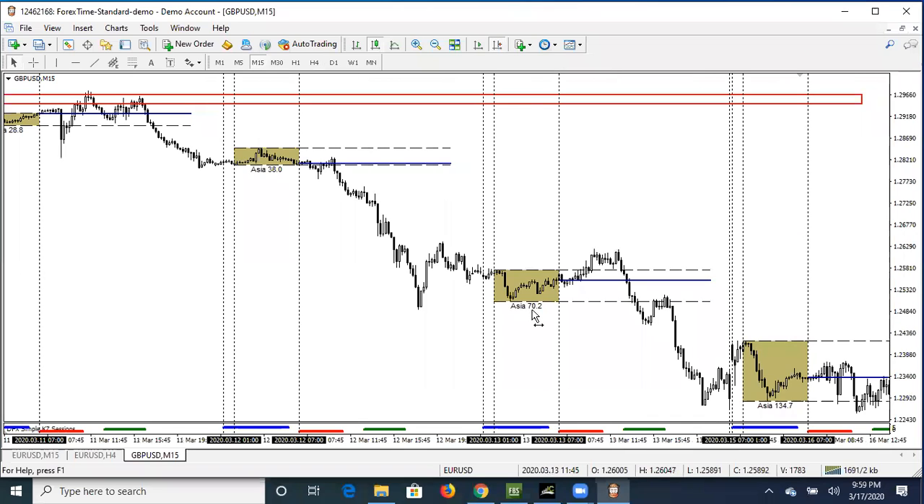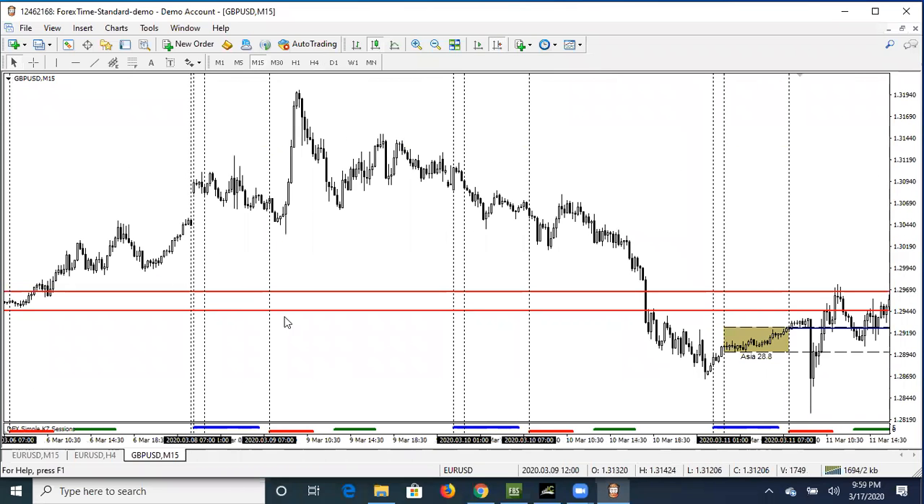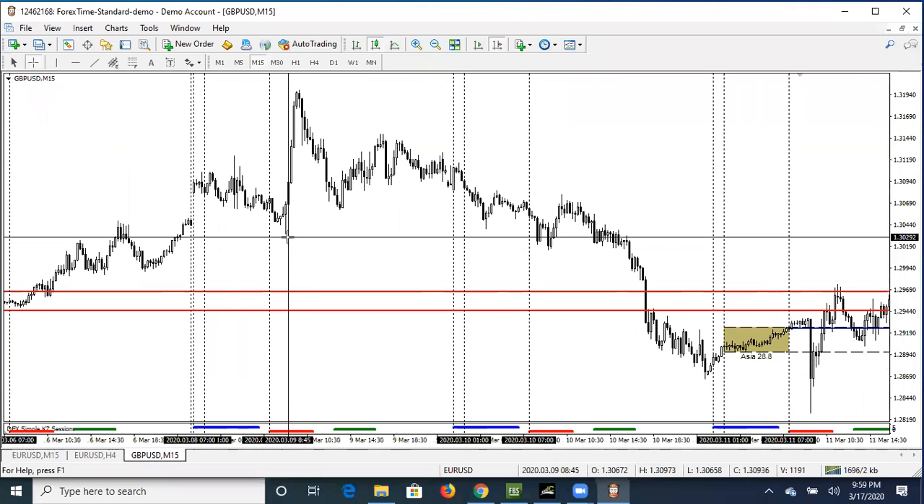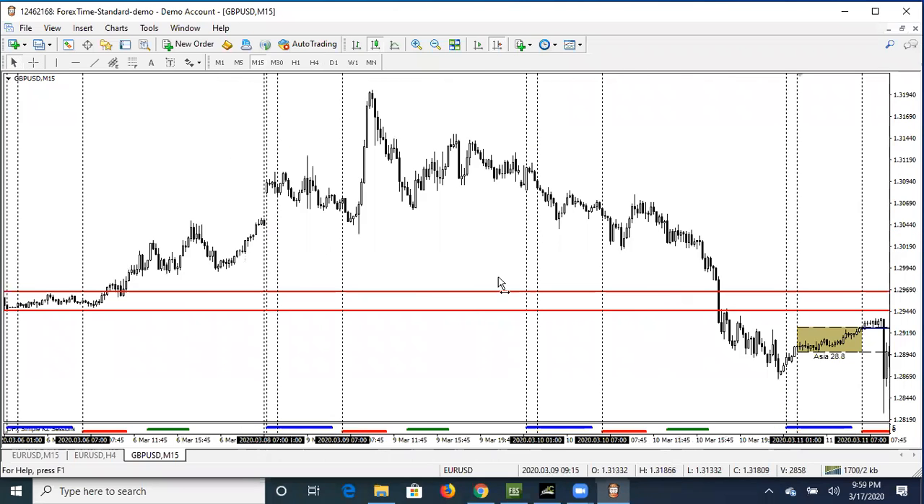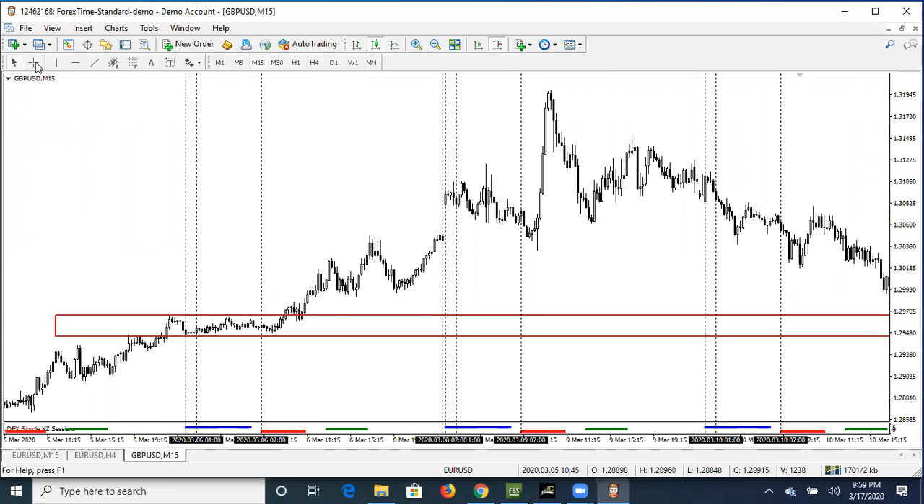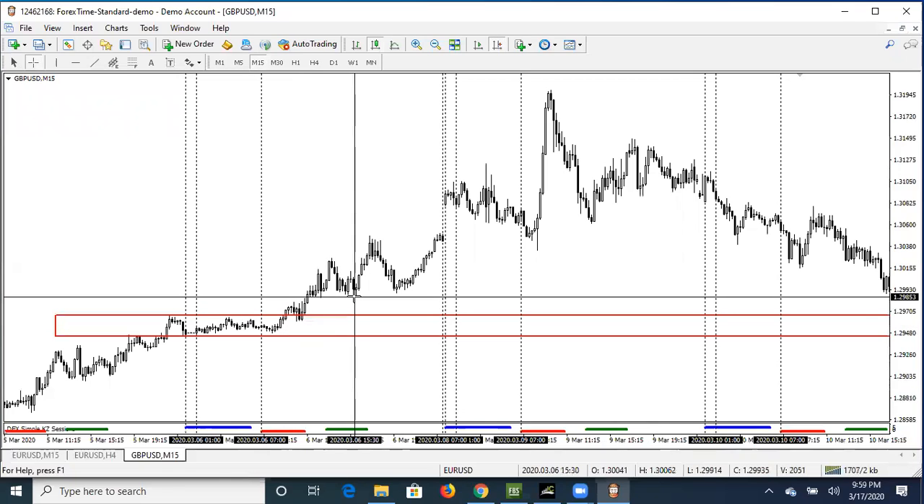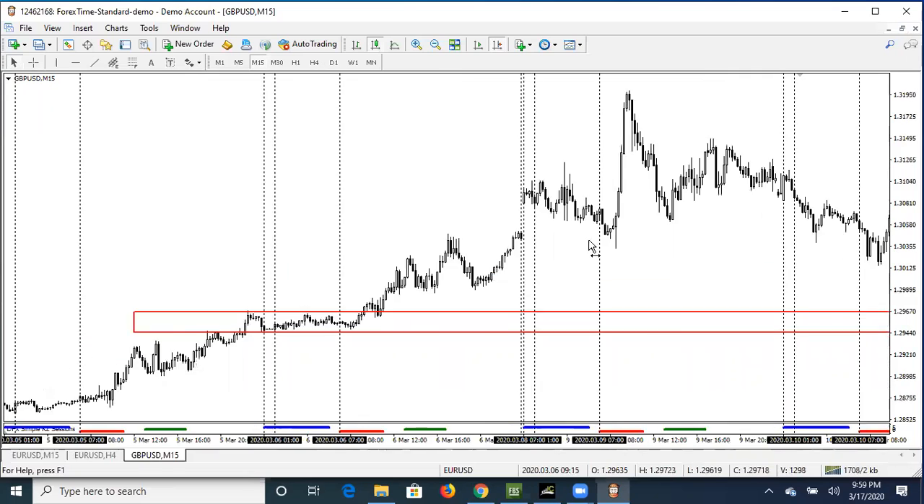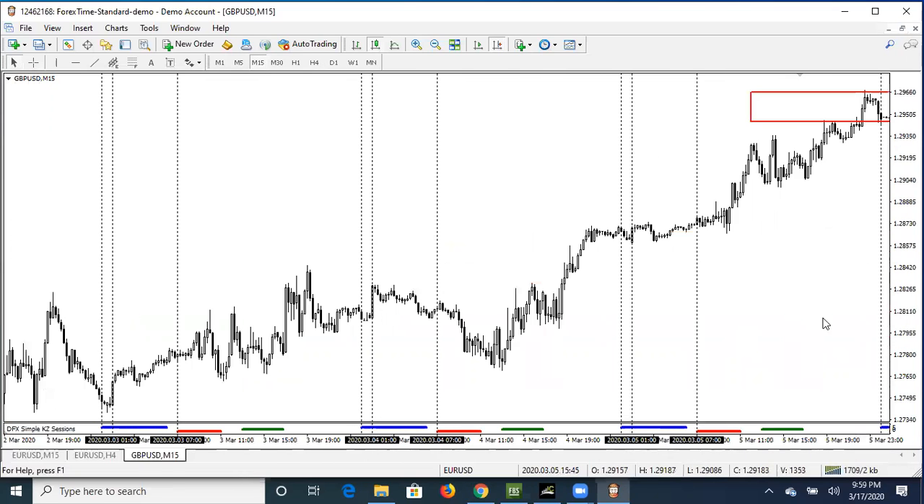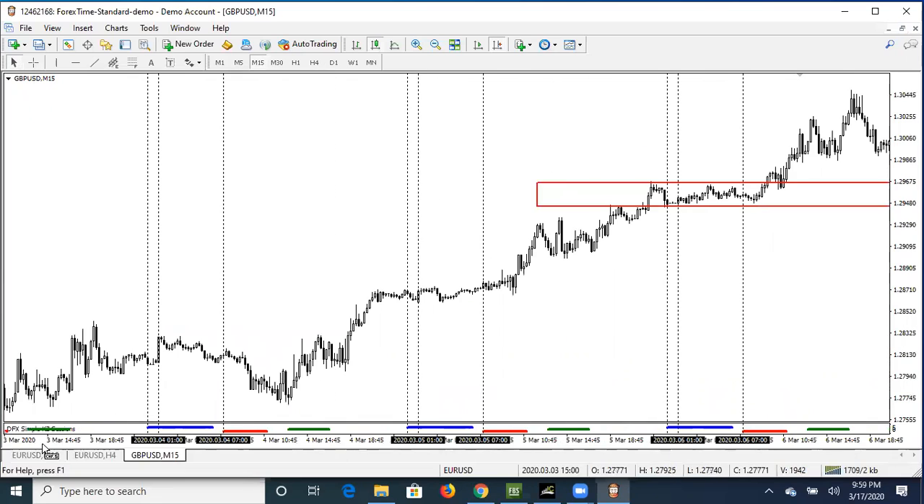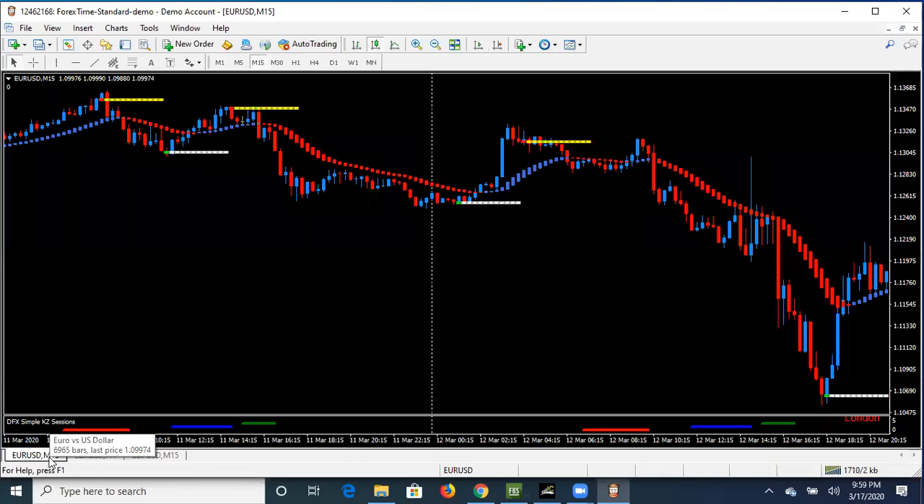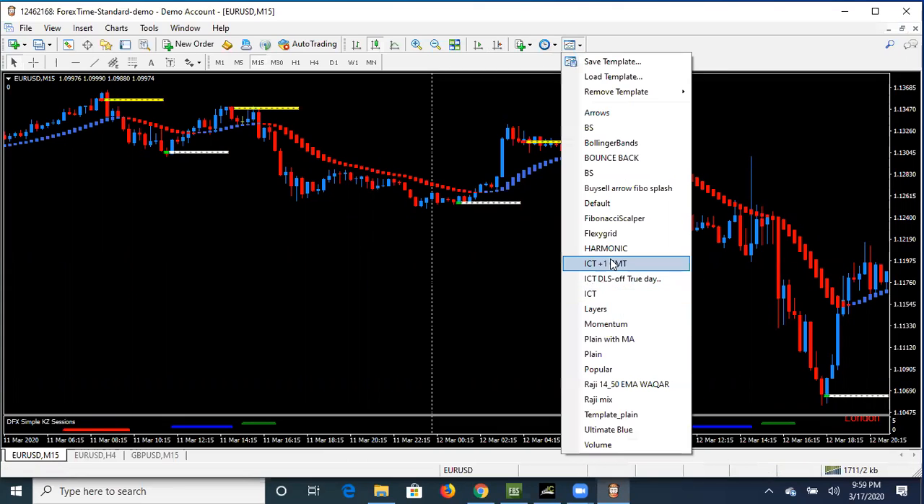And notice that that opportunity came during the London kill zone, right? Notice the previous day, another opportunity to buy came during the London kill zone. It gave us another opportunity to buy during the New York kill zone, 61 pips, right? And I could do this over and over and over on several pairs. Let's look at EU and see how this plays out in EU.